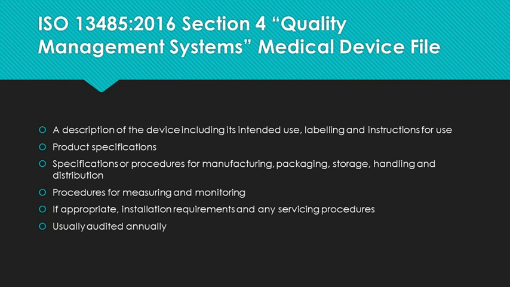It must include product specifications. It must include specifications or procedures for manufacturing, packaging, storing, handling, and distribution. It must include procedures for measuring and monitoring. It must include, if appropriate, installation requirements and any servicing procedures. The first 4 items are non-negotiable, and the 5th is only not applicable if there is no installation or service involved with your product.